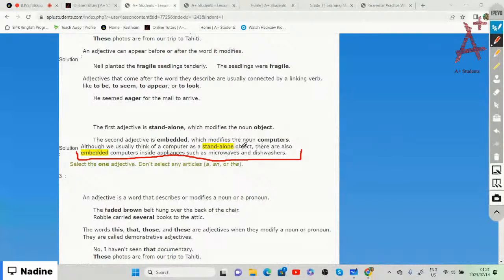or defrost. So standalone and embedded are the two adjectives. The first one, standalone, modifies or tells us about the noun object. And the second adjective, embedded, tells us about or modifies the noun computers.